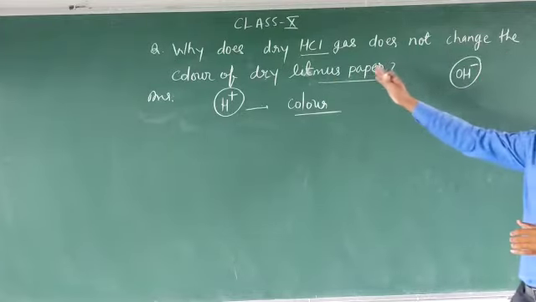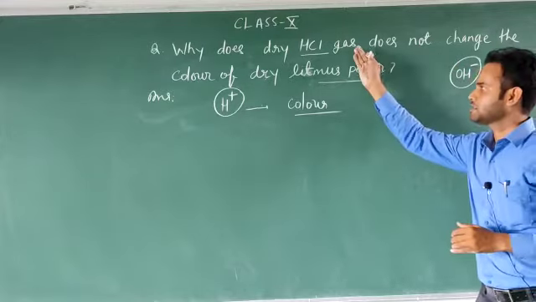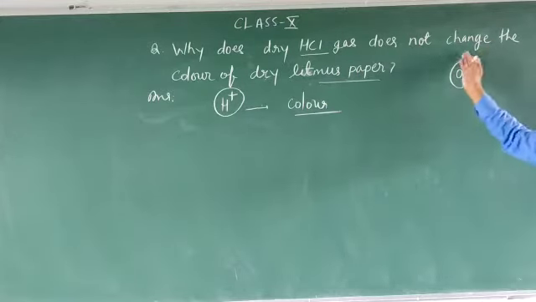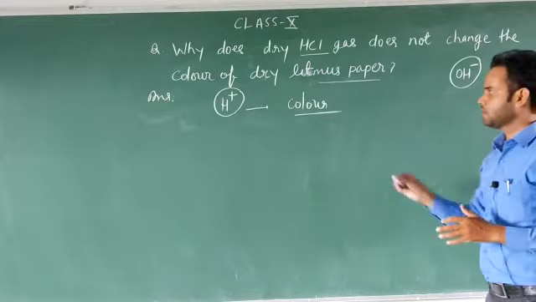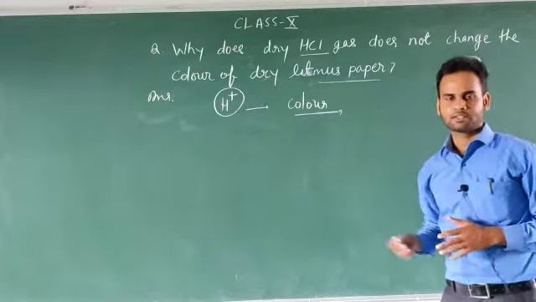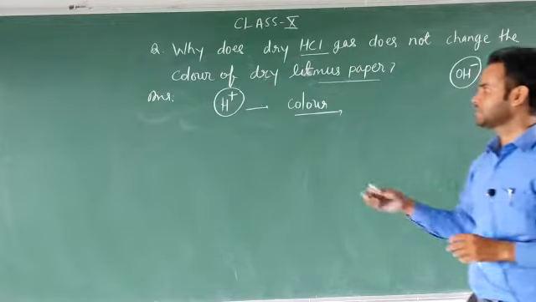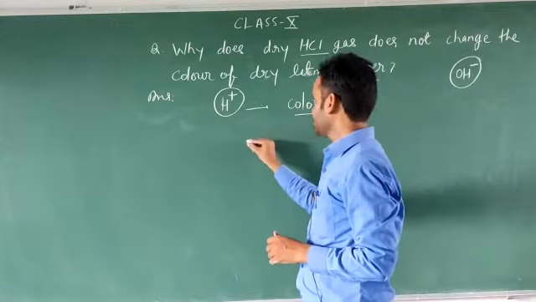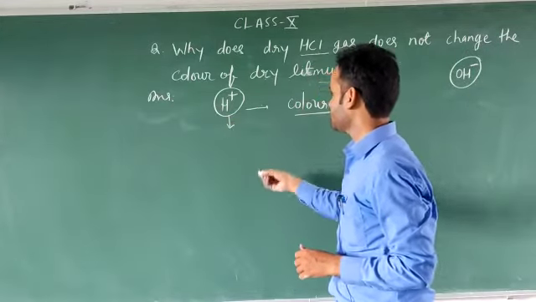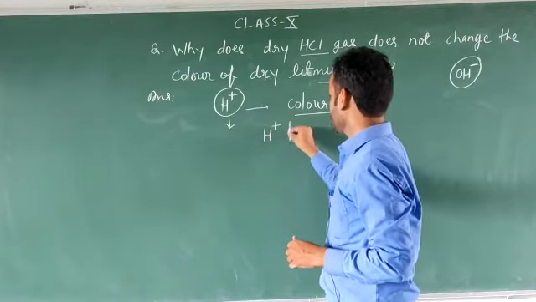The dry hydrochloric acid, or HCl gas, does not change the dry litmus paper's color. After answering this question, we have to know some basic things about acids. An acid gives hydrogen ions in an aqueous solution, and the concentration of H plus ions is responsible for the acidic behavior of the acid.